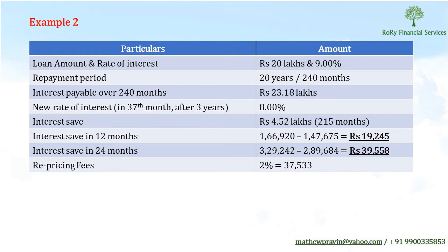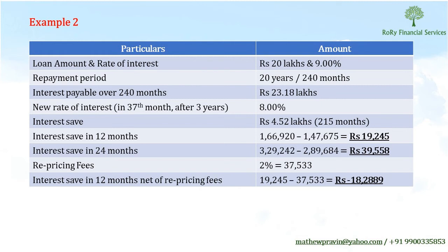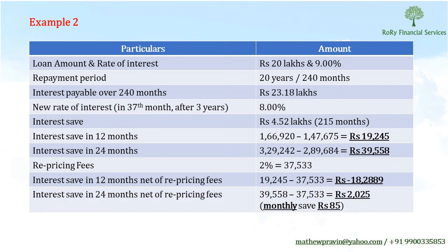Now the repricing fee of 2% on roughly an outstanding of 18 point something lakhs after 3 years, because I've taken a 3-year example, is working out to 37,000 rupees. Now what happens? In the first 12 months, you're negative 18,000 rupees saving, because you paid the bank 37,500 and every month you're slowly accumulating your savings, which is 19,245. So you're still negative after 1 year. It is almost towards the end of the second year that you start making some money over the repricing fee that you paid. And then if you calculate the monthly save, that is the utility, it's only 85 rupees.